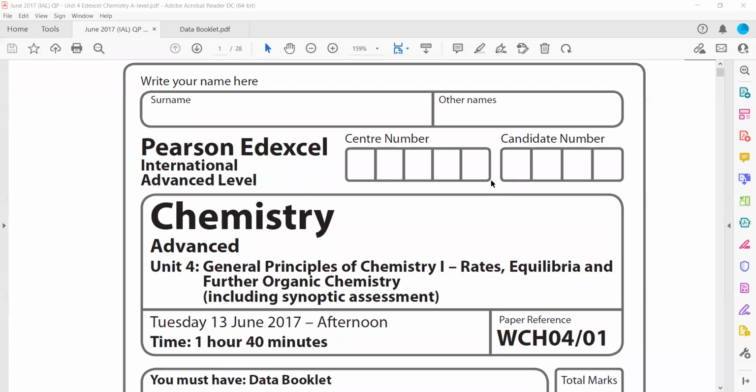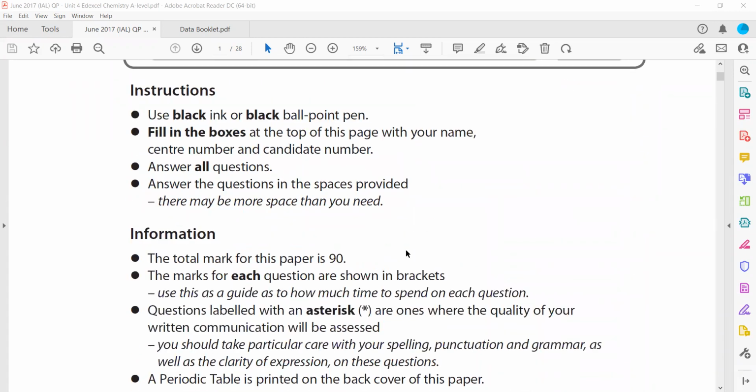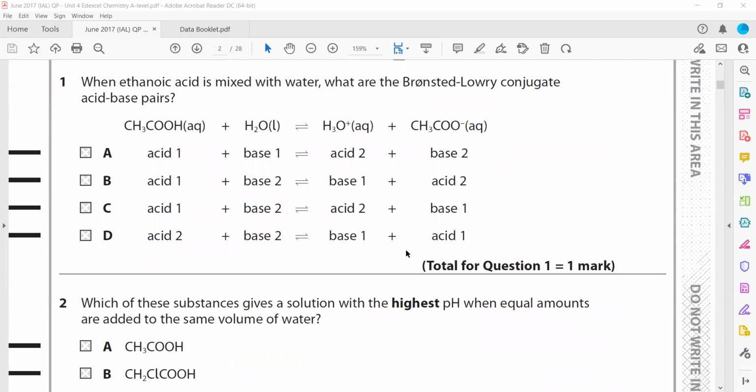So June 2017, paper 4, unit 4 basically. I'll discuss the MCQs. If you know the answer to any question, you can just state the answer so we can quickly move on.